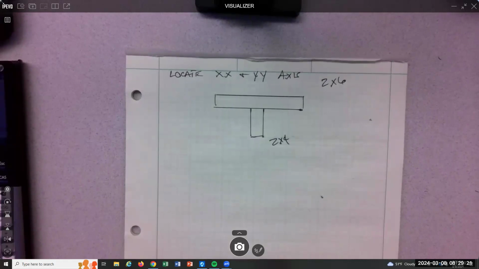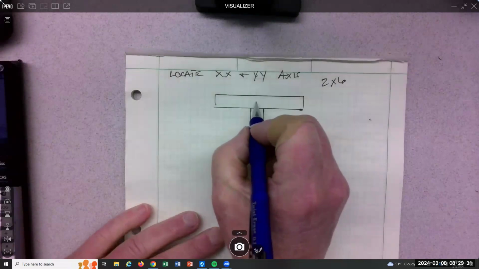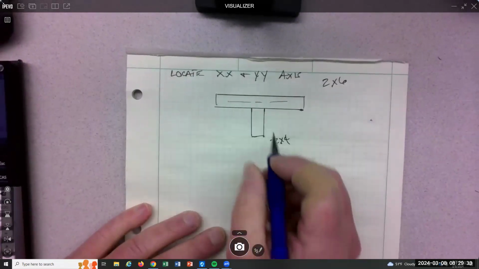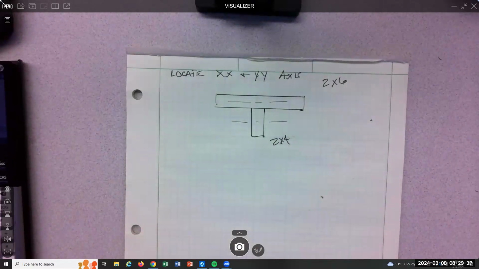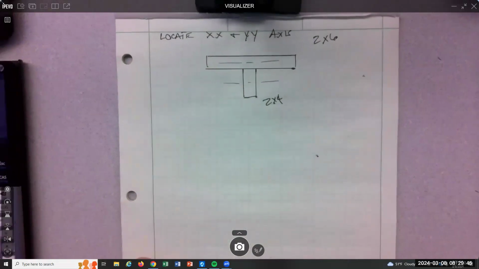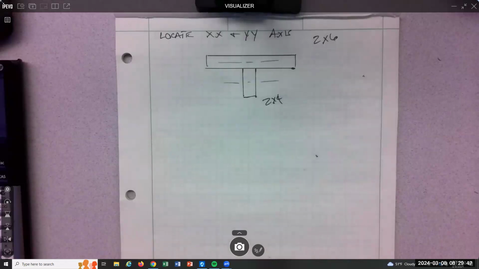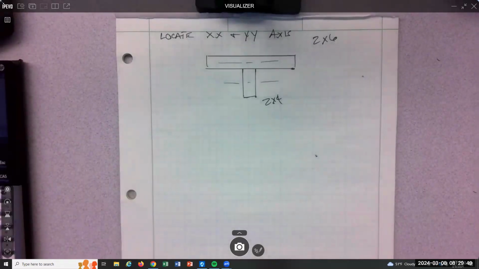These are structural lumber. So in the back of the book, there is structural lumber. You don't have to calculate the area. You can look it up. They're rectangles, so you know where X of the 2x6 is, it's here. And you know where X of the 2x4 is, it's here. Rectangles are easy because you got the halfway point. So go for it. For 1,000 points, what's the location of the XX axis and the YY axis?